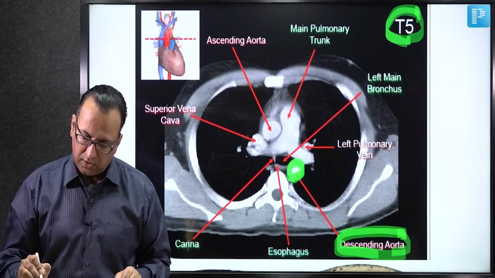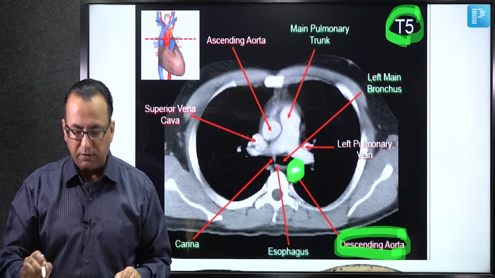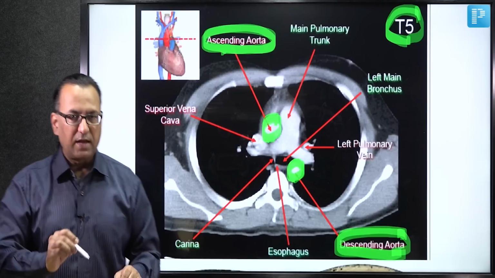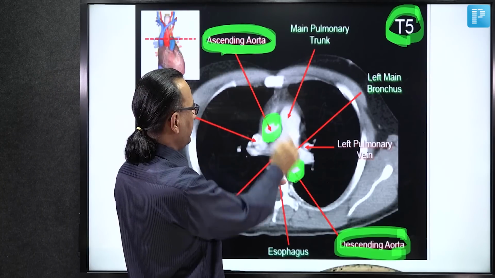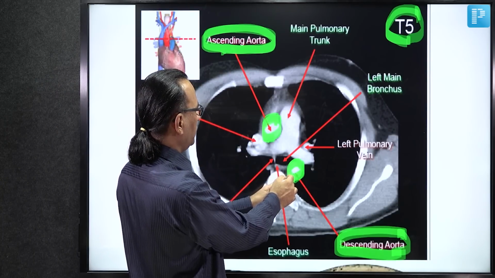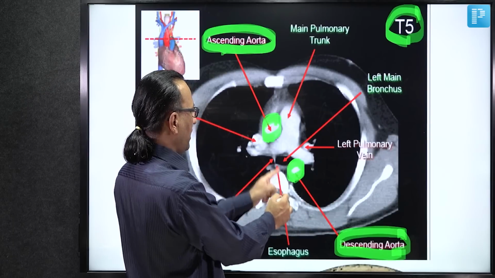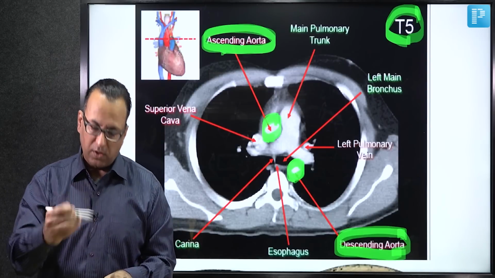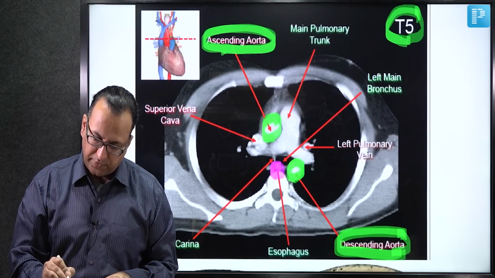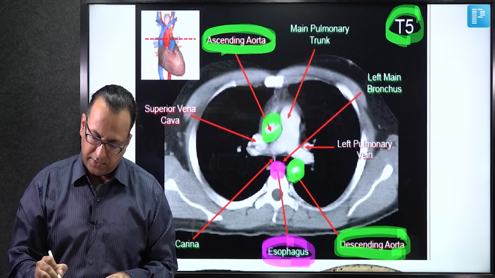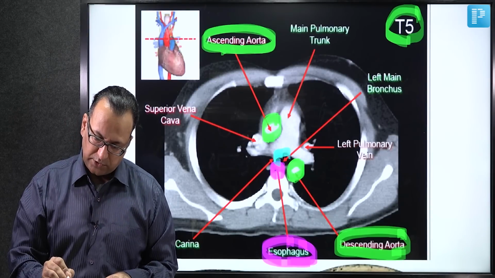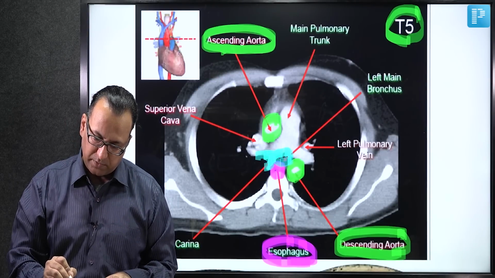You can also mark the ascending aorta, which will be on the anterior side. This is the ascending aorta. Along with the ascending and descending aorta, you can also show in front of the T5 vertebra the region of the esophagus. Just anteriorly to the vertebra lies the esophagus. And in front of the esophagus, we have the tracheal bifurcation. As you see, this is the left principal bronchus, that is the right principal bronchus.